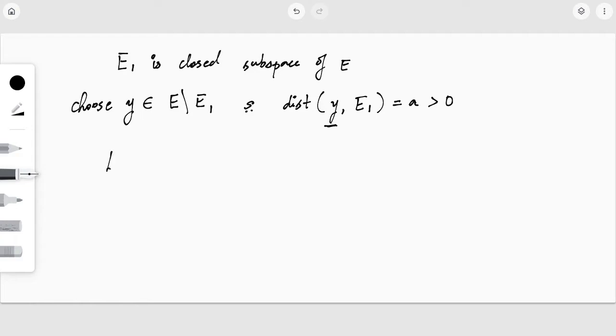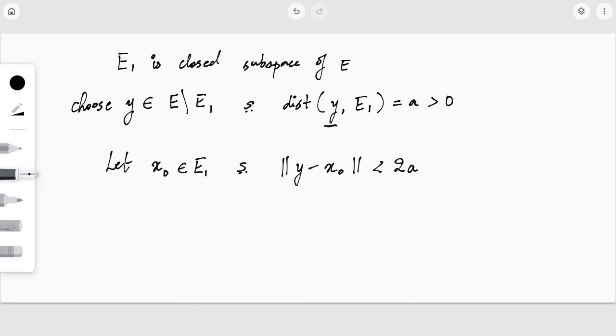Now let x dot be an element of E1 such that the norm of y minus x dot is less than 2a. So these are the assumptions; keep all of them in your mind. I am choosing another element x dot in E1 such that the norm of y minus x dot is less than 2a. Now we need to find an element whose norm is 1 and whose distance from E1 is greater than or equal to 1 by 2.